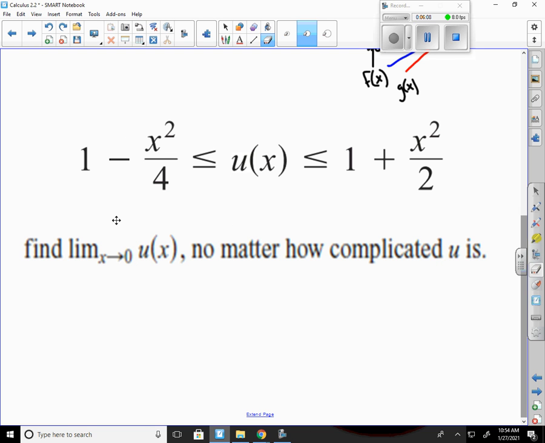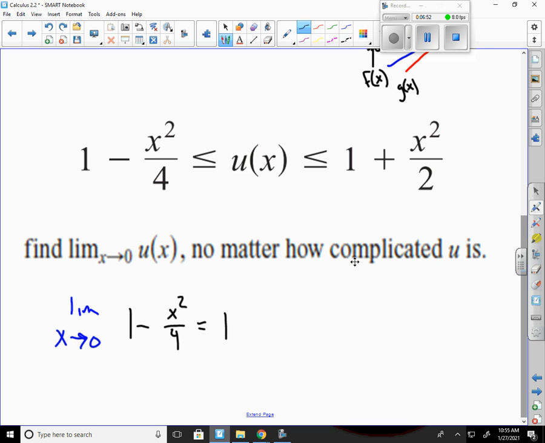Here I have 1 minus x squared over 4 is less than or equal to u of x is less than or equal to 1 plus x squared over 2. It says find the limit as x approaches 0 of u of x, no matter how complicated u is. So if I'm looking at the limit as x approaches 0 of 1 minus x squared over 4, then I can first try to plug 0 in and see if it's going to mess me up. If I plug 0 in, that just gives me 0 here. So that gives me 1 minus 0, which is 1.